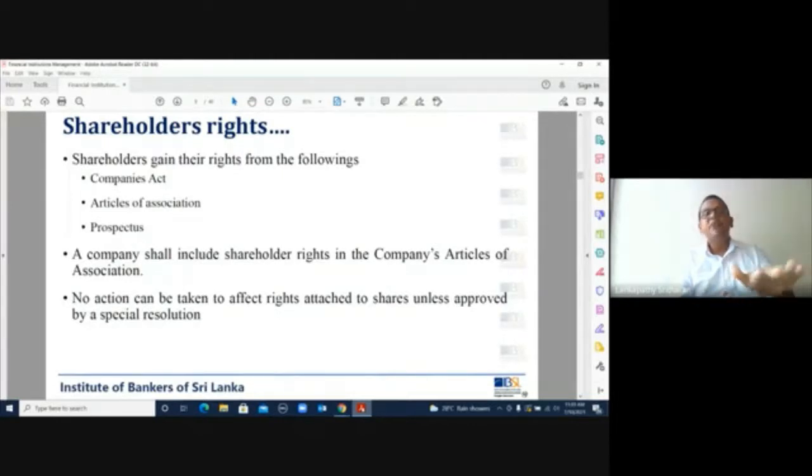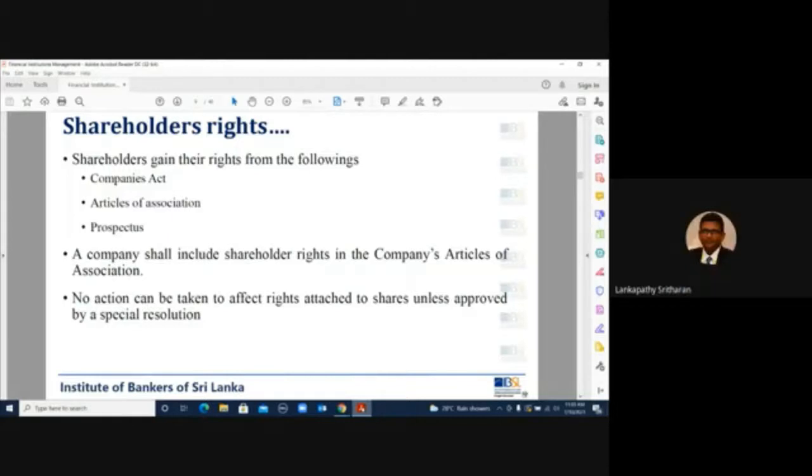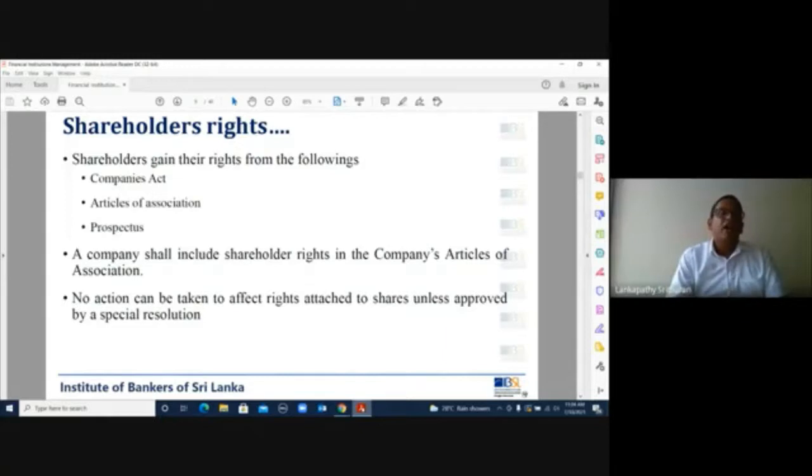Then we will move to the shareholders' rights. A particular shareholder has power and liability, as well as some rights. But these rights are given under the Companies Act, the Article of Association, or the prospectus. Prospectus means when they are issuing the shares, they release a prospectus. So they get some powers or rights through these three documents: the Companies Act, Article of Association, and prospectus.